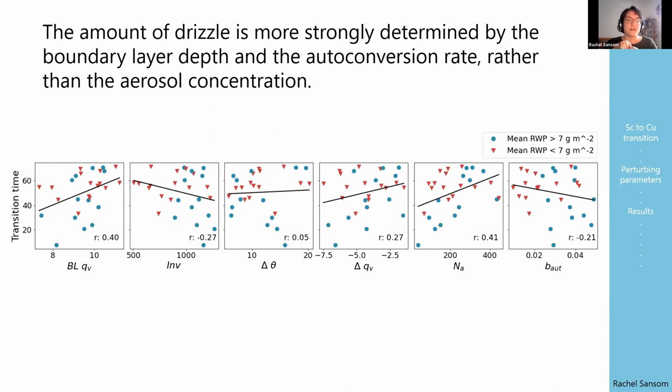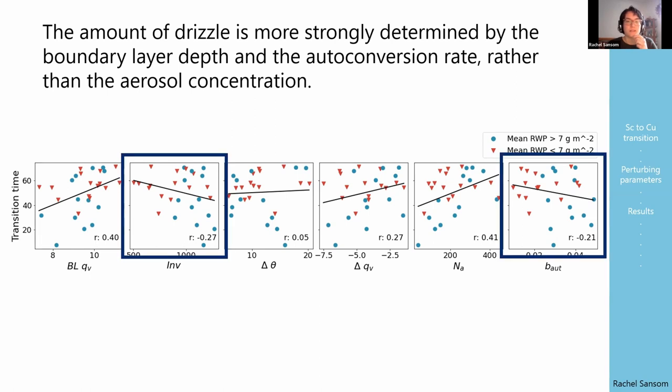And then finally, this is the same plot as the first one I showed, but now colored by the amount of rain, or the value of the rainwater path. So we find that the amount of drizzle is more strongly determined by the boundary layer depth and the autoconversion rate rather than the aerosol concentration, as we maybe expected at the beginning, which you can see by those markers being split more according to these two parameters.